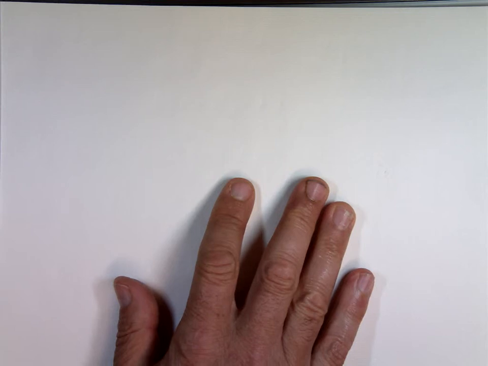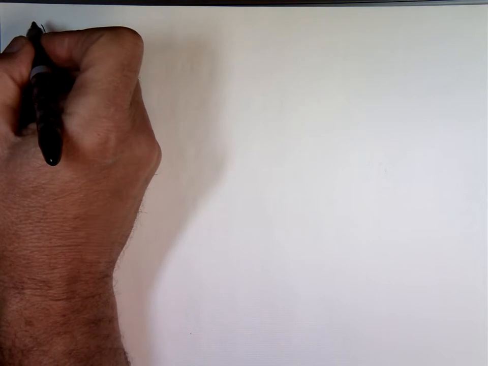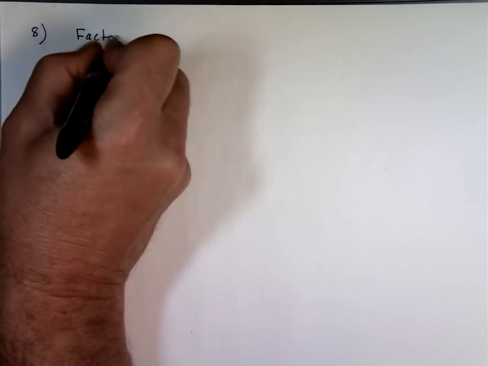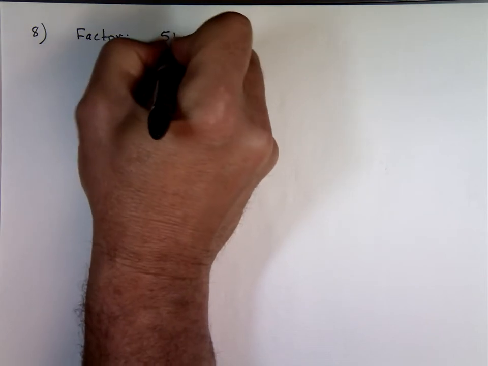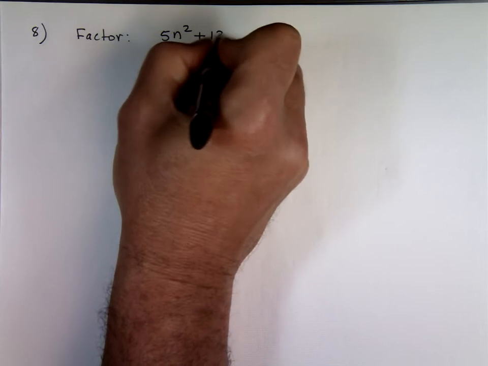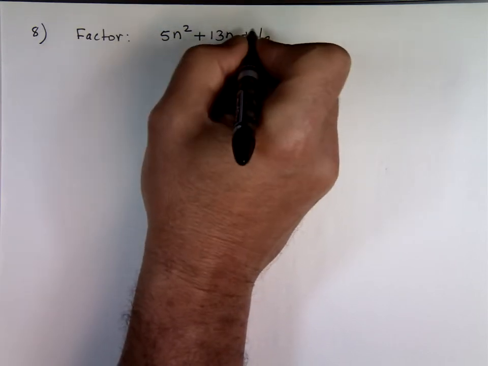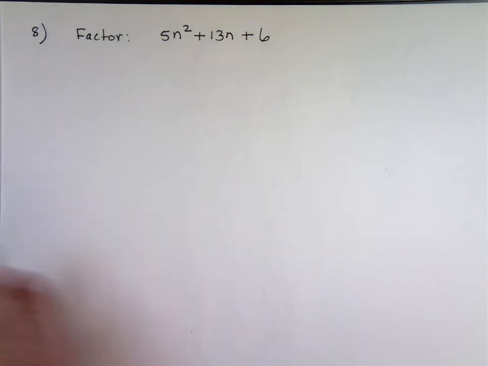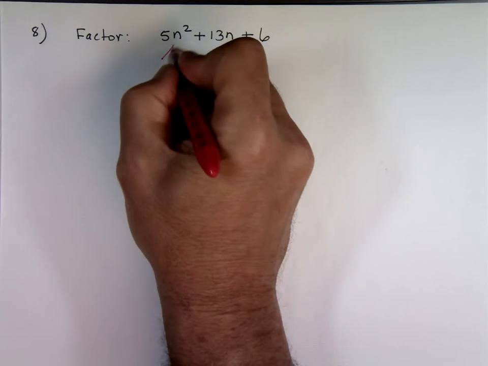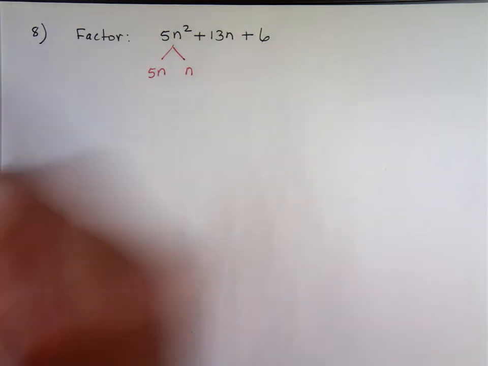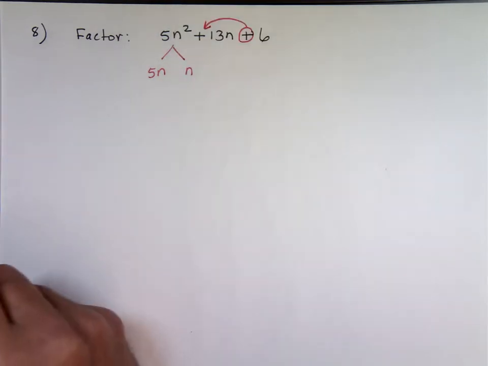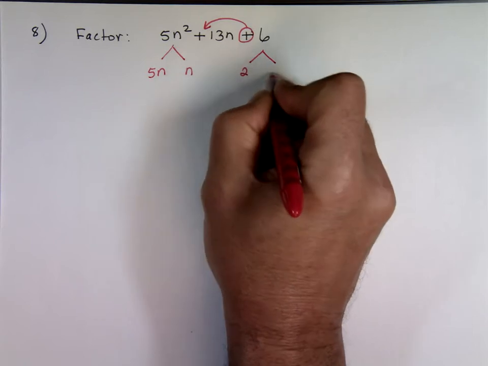Let's try a few more examples. Factor if possible: 5n squared plus 13n plus 6. Again, the leading coefficient is not a 1 here, so I've got to look at the options. This is 5n times n. This is positive. That tells me both signs are the same as this. They both have to be positive. So the 6 has to be either 2 times 3 or 6 times 1.